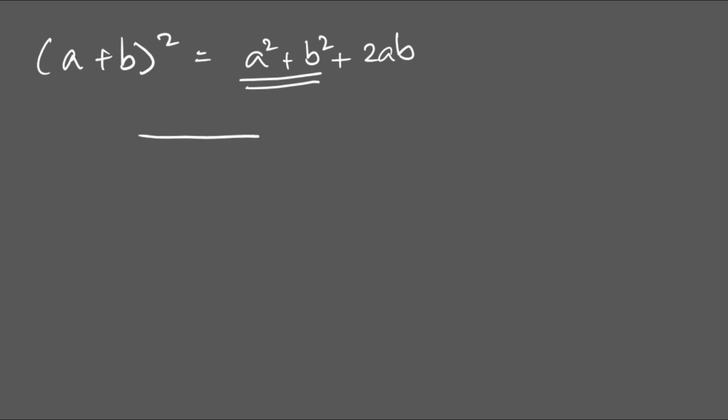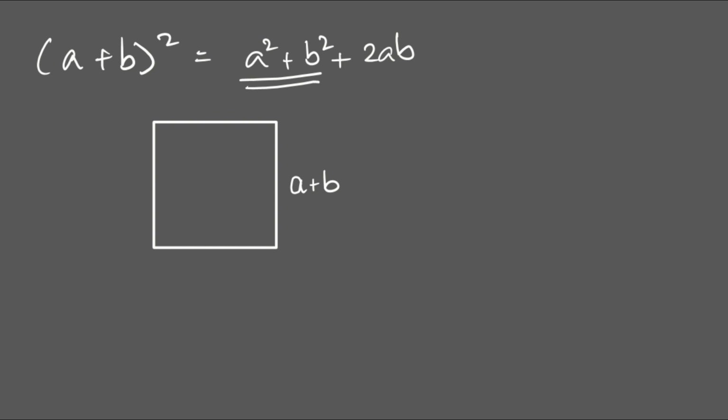Let's consider a square. Let's consider the side of the square as a + b. In this, let's divide this portion into a and this as b. So this forms a square of side a and this forms a square of side b.